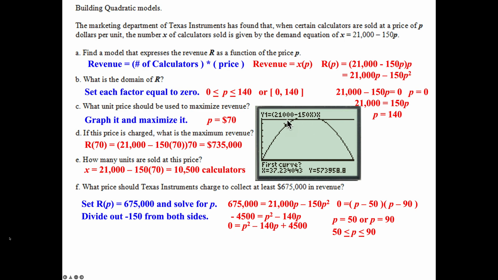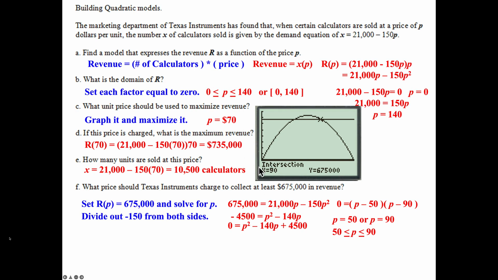So finding the intersection, second trace, go to the intersection command. First curve is y1, second curve is y2. Enter on the guess, it gives you the intersection at 50 and 675,000. So that's how you can find 50. And you can do the same thing over here at this point. You have to move your cursor over to here, past the intersection, because we don't want it to go back to this one. So do the intersection again, first curve, second curve, enter on the guess, you get 90. And that's another way you can find those two price values.